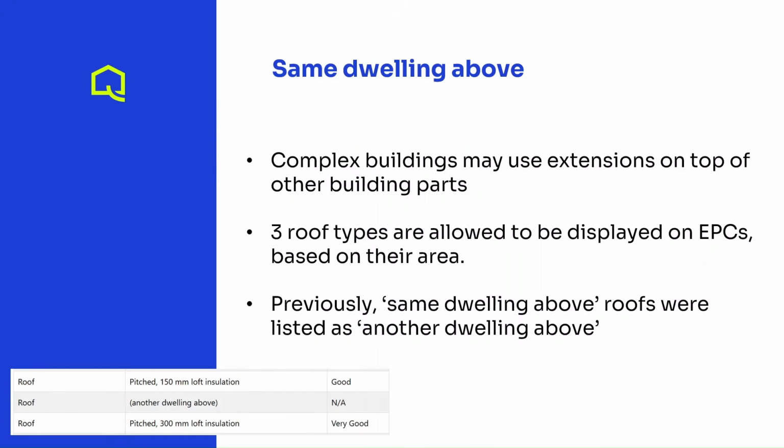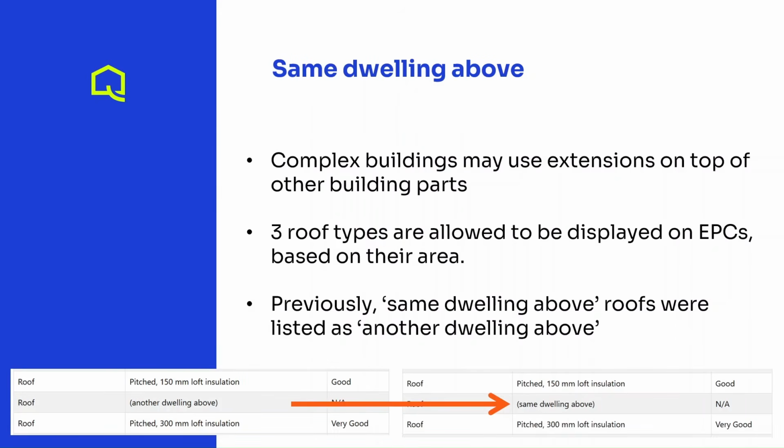From the example here, we can see that a roof element has been included onto the EPC with the description of another dwelling above. Under 10.0.1, this changes to same dwelling above. They're pretty simple. Let's look at something that was a little bit more complicated.